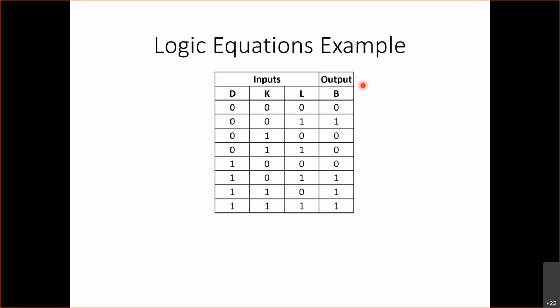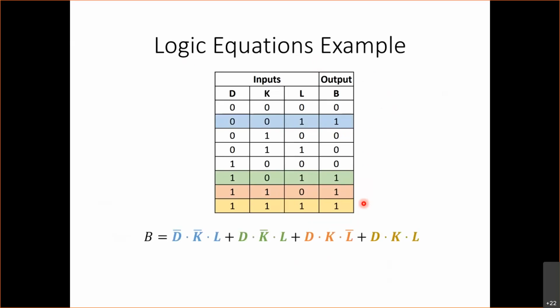Okay, so let's see how we can specify the car warning system using logic equations. So here what we can do is we can use the table itself and infer the logic equation from the table. This is one way of doing it, by the way, there are other ways, and we'll talk about those other ways later. But here what we can do is we can look at all the cases where the output is 1, and for each of these cases, we can write a term in the equation.